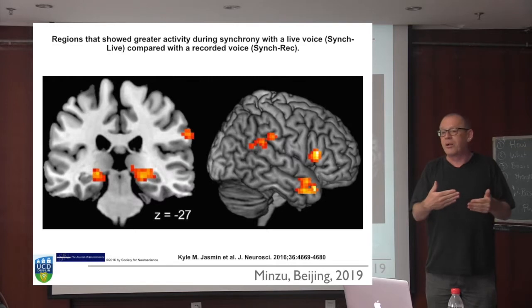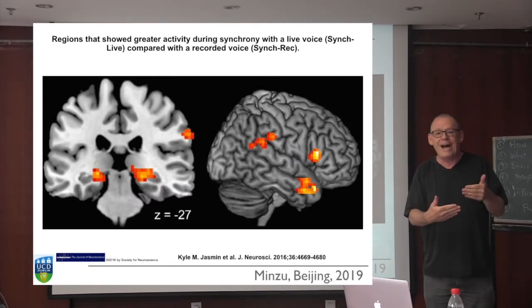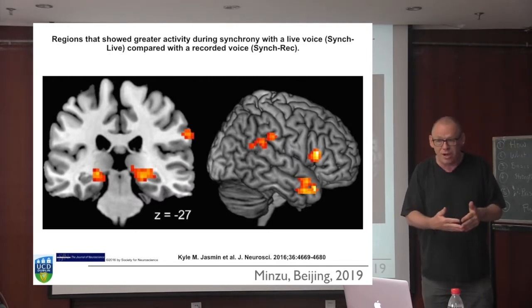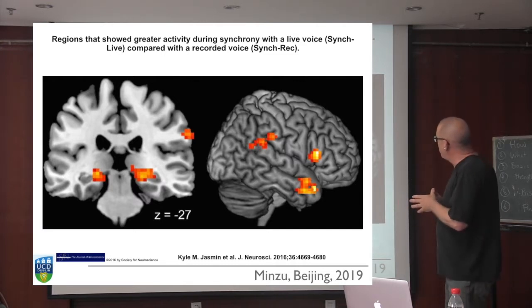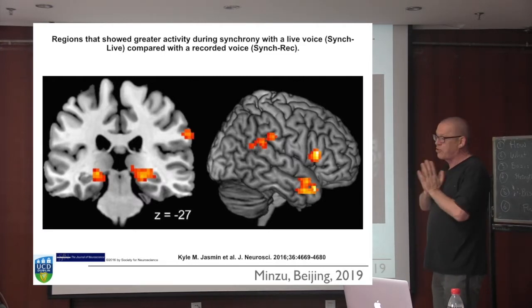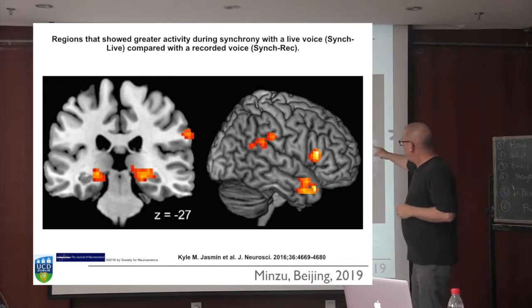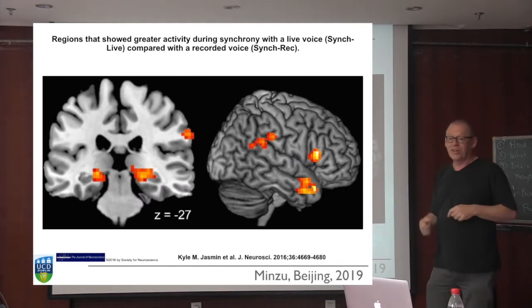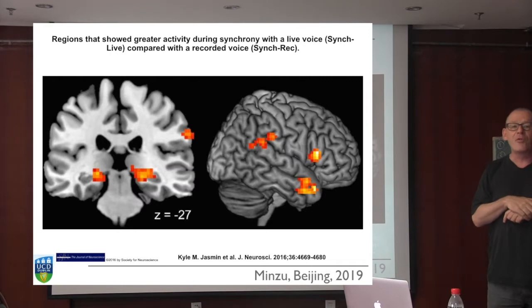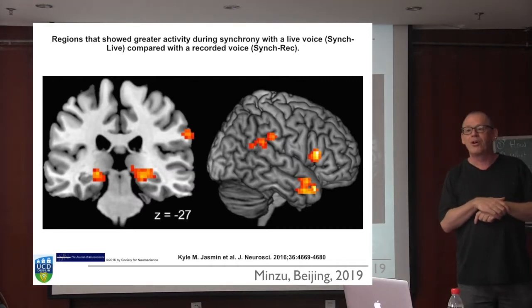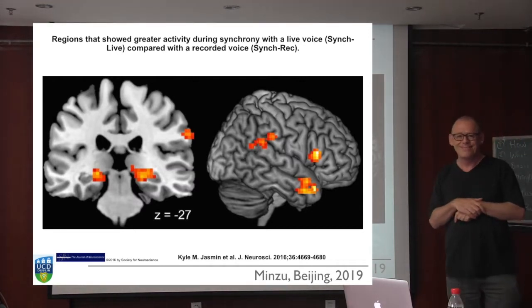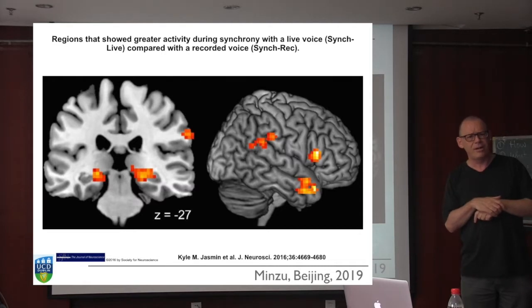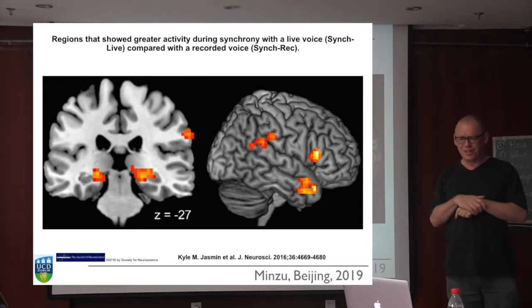Now, I don't want to put on my voodoo magic hat and start reading brains too carefully. To a cognitive neuroscientist, these are very, very interesting. This area over here is on the right-hand side of the brain. If it was on the left-hand side of the brain, we would call it Broca's area. It's on the right-hand side of the brain. I'm going to leave the brain scientists to figure that one out.